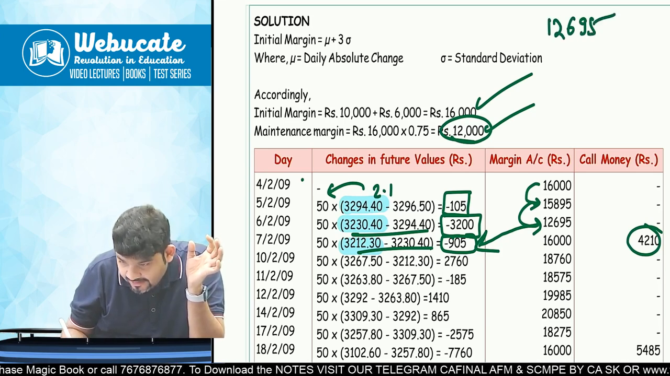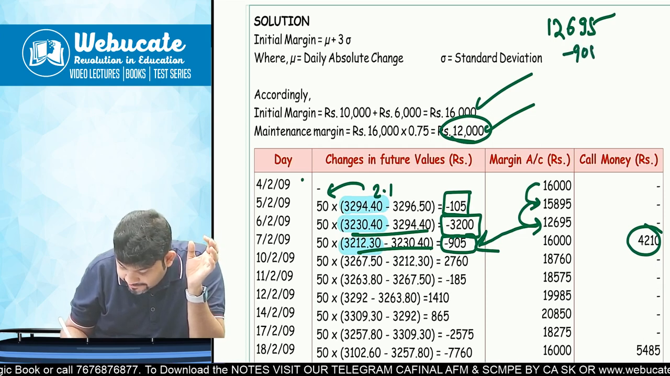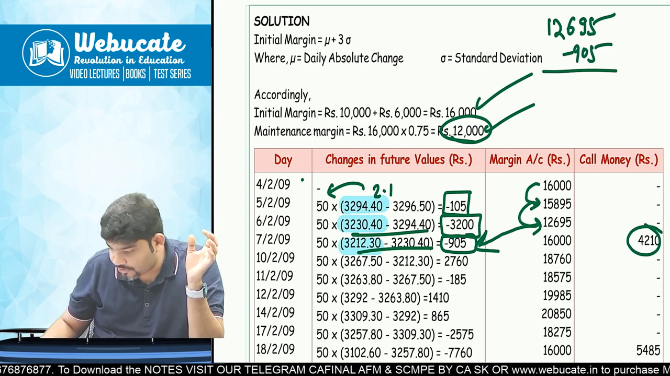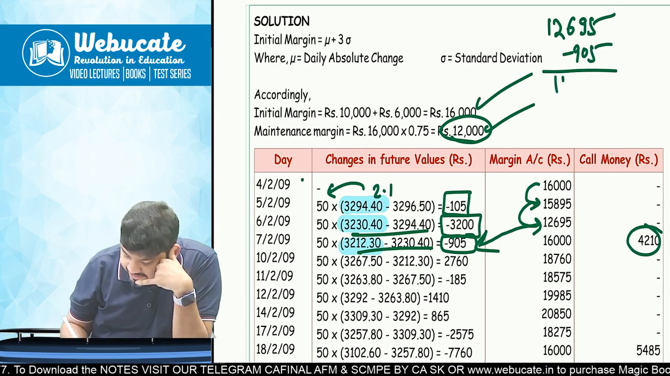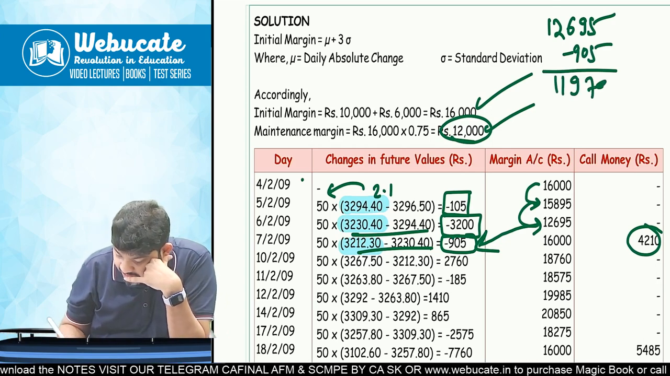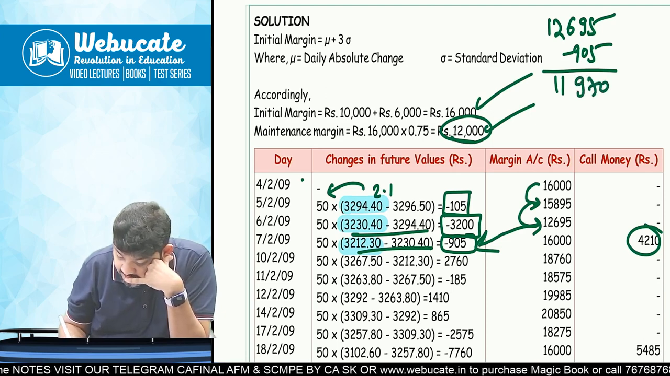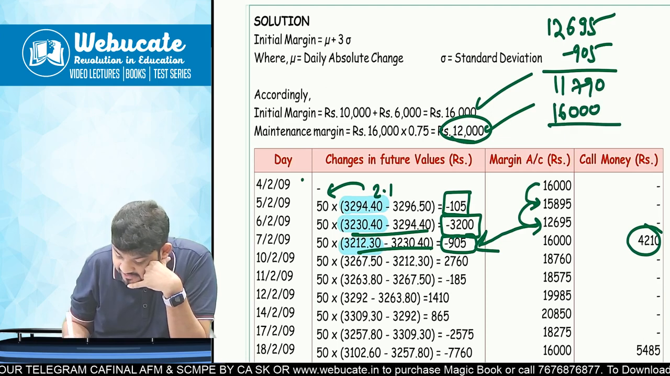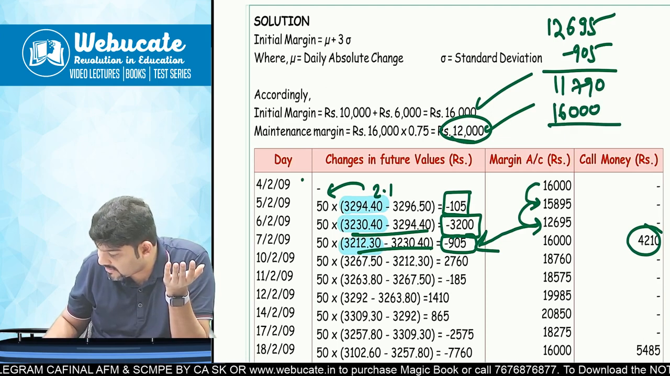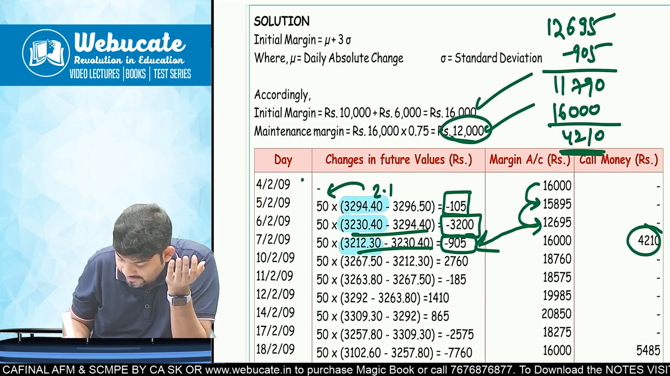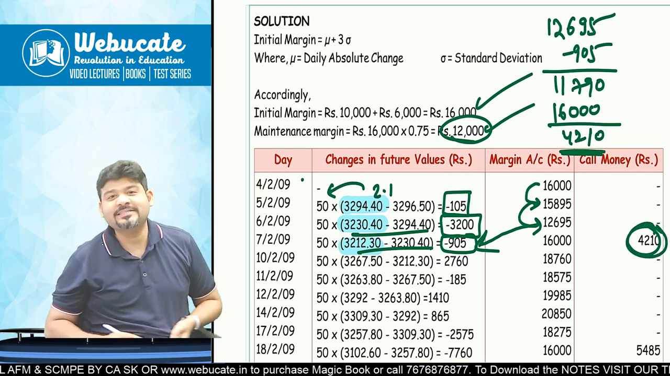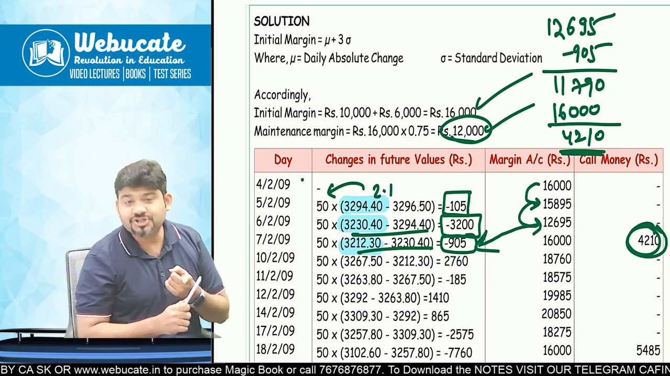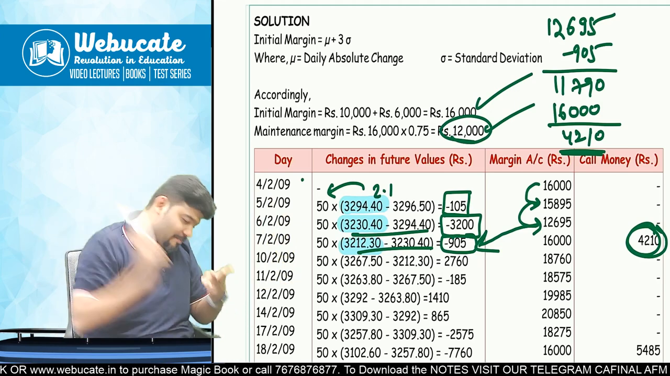12,695 was there. Of which now, because of MTM, 905 will become minus. So 12,695 minus 905. Oh my God, you will immediately get a call from the stock market: Sir, please refill. How much do I have to refill till 16,000? 16,000 minus 11,790, and it will be 4,210. This is how the system will work. This is called the concept of initial margin, maintenance margin, mark to market.